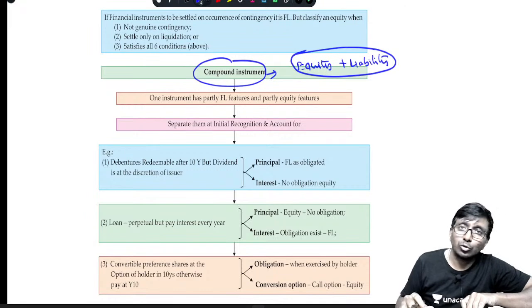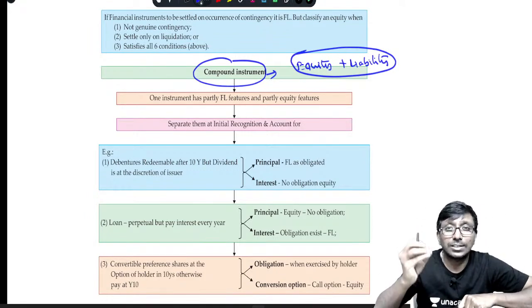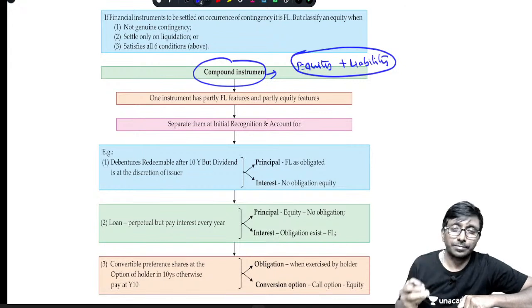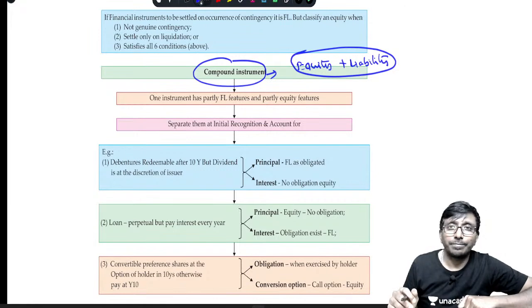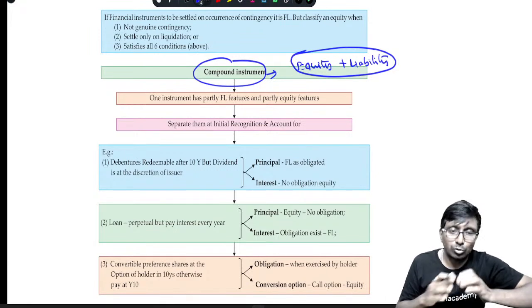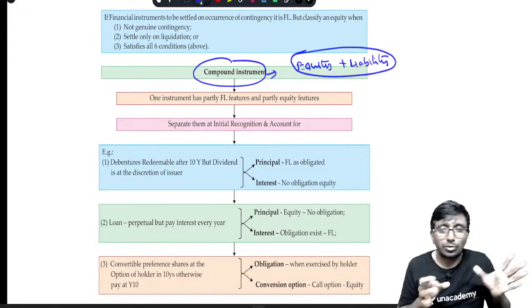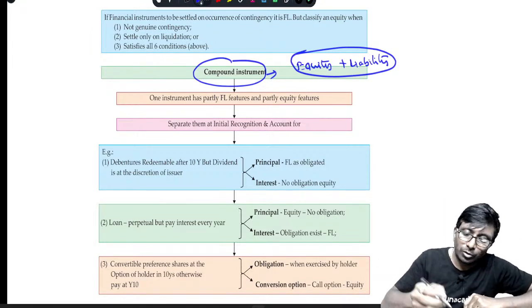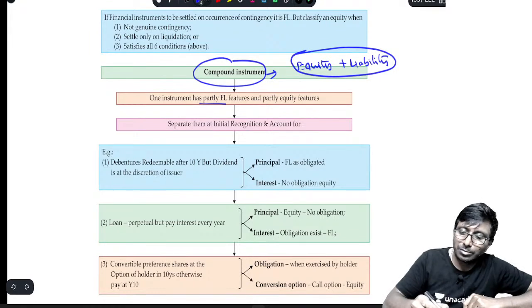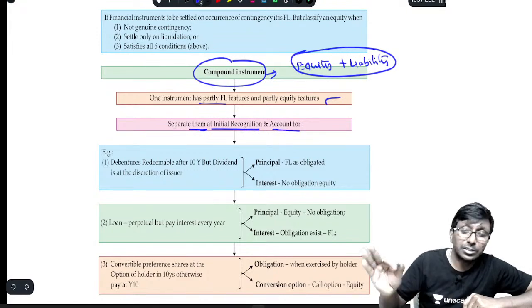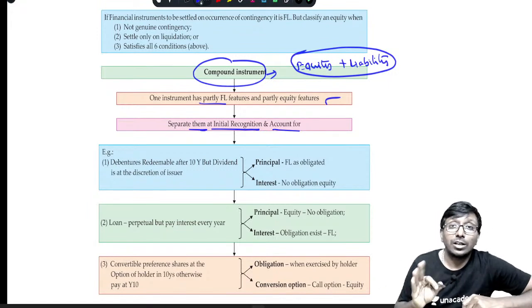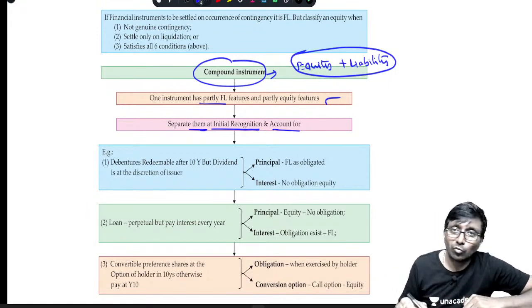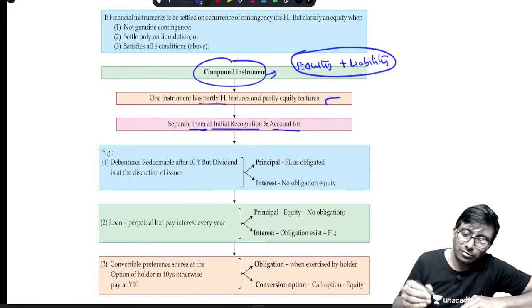That's why what are we supposed to do? Initially, the first time when you become a party to the contract, at that time itself, what are we supposed to do? Bifurcate it. Equity should be equity, liability should be liability. Once an instrument has a partly financial liability, separate the item at initial recognition and account for it. Liability is liability only, equity is equity. You cannot continue both things under one category.